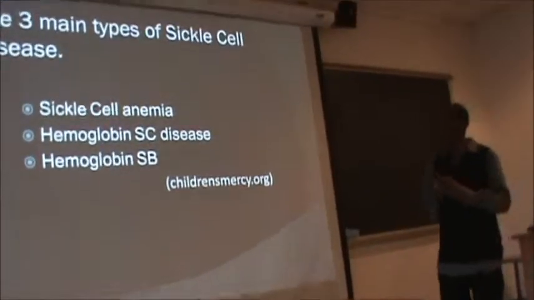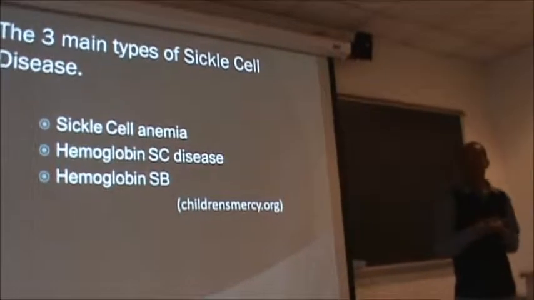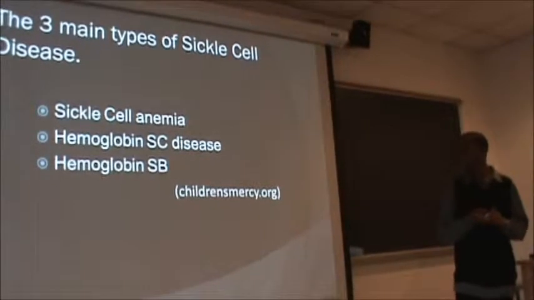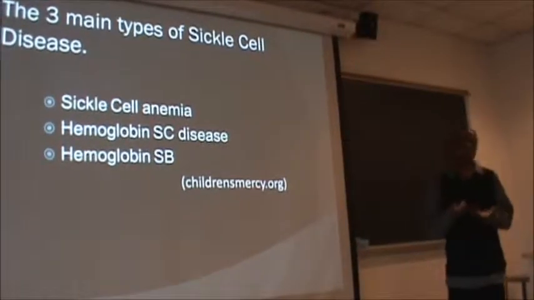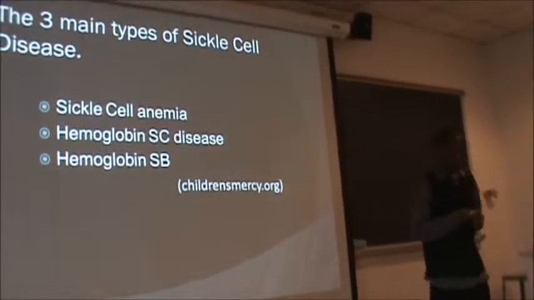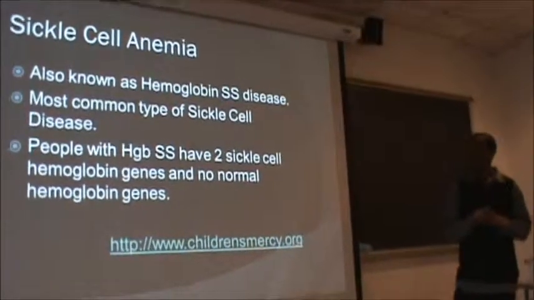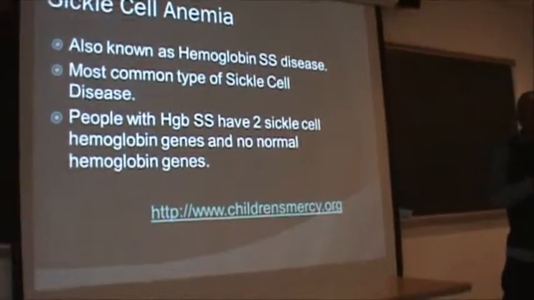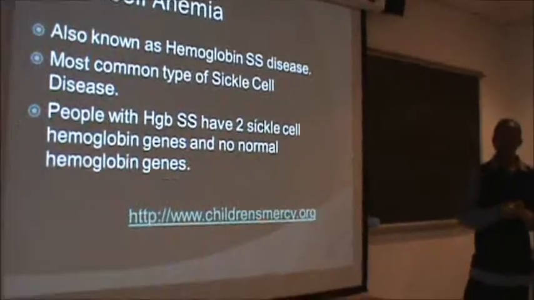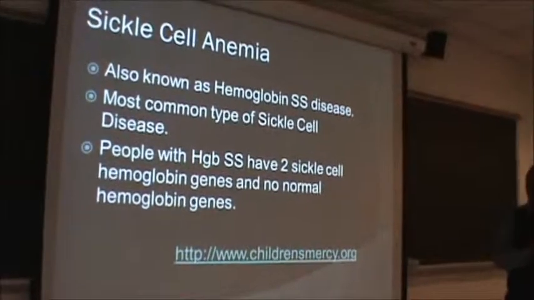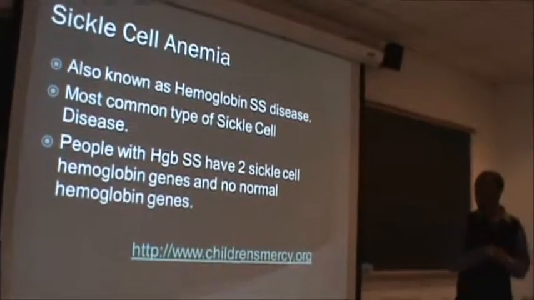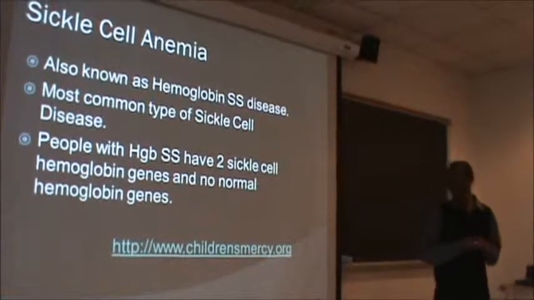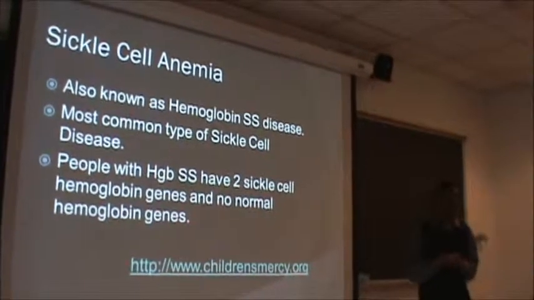The three main types of sickle cell disease based on Children's Mercy are sickle cell anemia, hemoglobin SC disease, and hemoglobin SB. There's more, but these are the three main types. Sickle cell anemia, based on Children's Mercy, is also known as hemoglobin SS disease, the most common type of sickle cell disease, and people with this type only have two sickle cell hemoglobin genes and no normal hemoglobin genes.